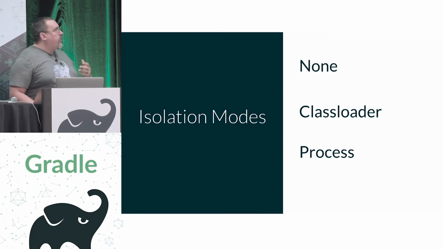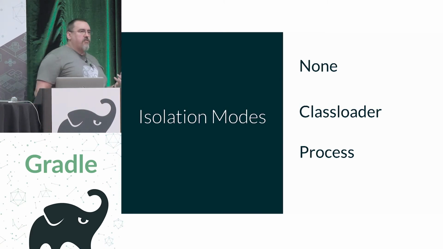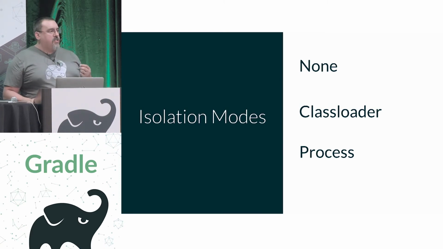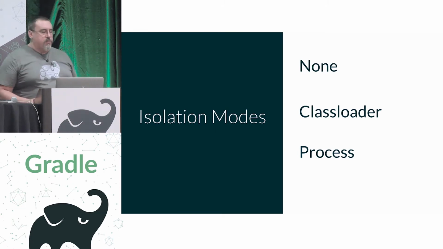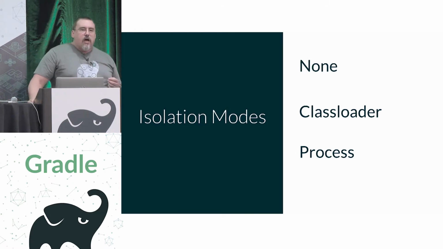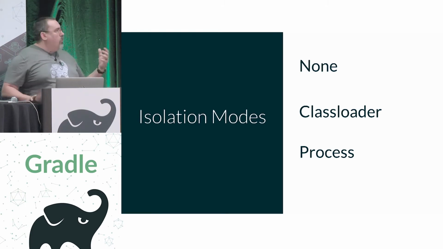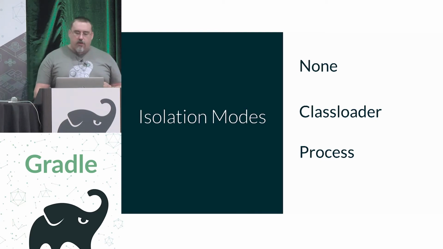And then lastly, process isolation. I would do this if I wanted to have, say, a completely separate environment. So different environment variables, different system properties, potentially a completely different Java executable that I would use. And so this is our worker daemons that we're talking about.